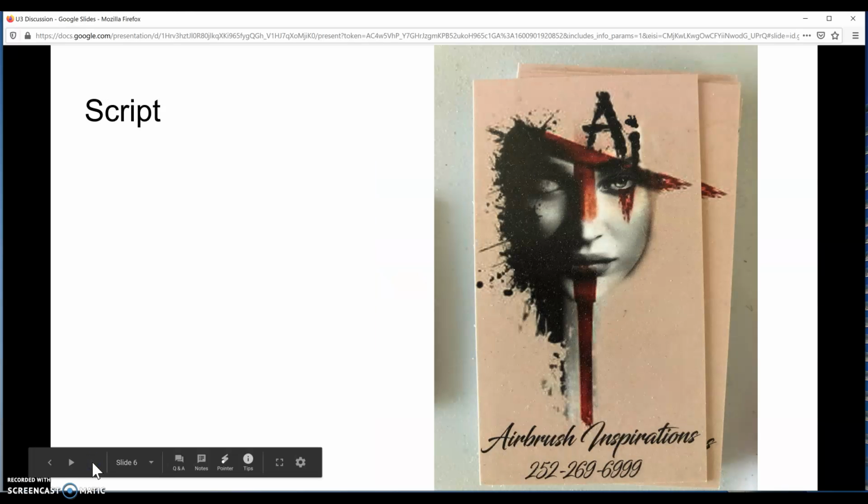And then the final one, I think this is my favorite card. I really like the design. But this is the example I picked out for script. And you can see it there at the bottom with the airbrush inspirations. I think it's very pretty and I like the fluidity to it. But anyways, those were my examples, and it was actually a lot of fun.